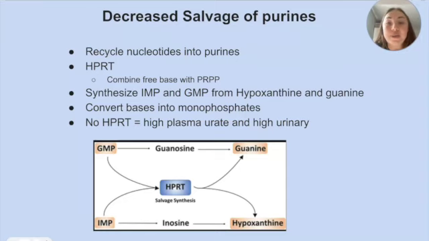A deficiency of HPRT can cause disorder in purine metabolism and the overproduction of uric acid. HPRT synthesizes IMP and GMP from purine bases, hypoxanthine, and guanine. The inability to convert these bases into monophosphates sends these bases to be converted into uric acid through xanthine oxidase. This will cause an individual to have increased plasma urate as well as increased urinary uric acid. Therefore, this cannot be the mechanism affecting our patient.